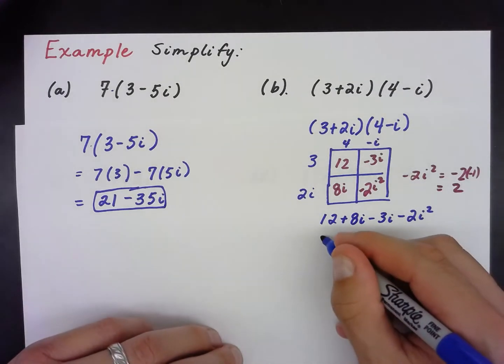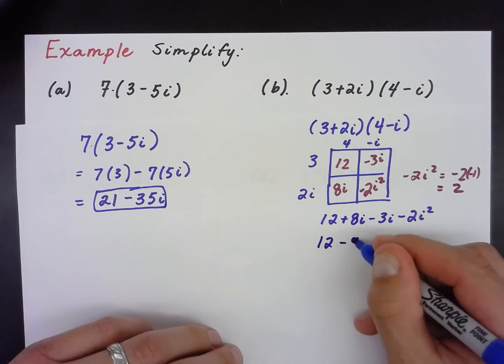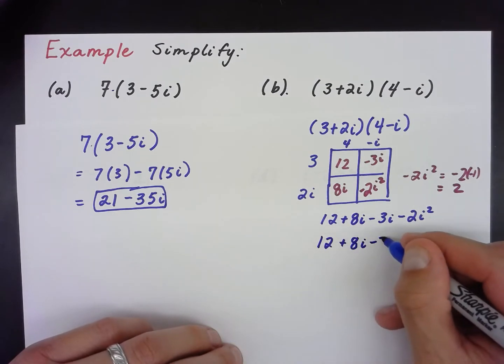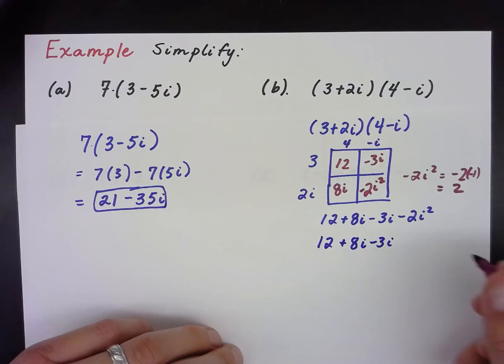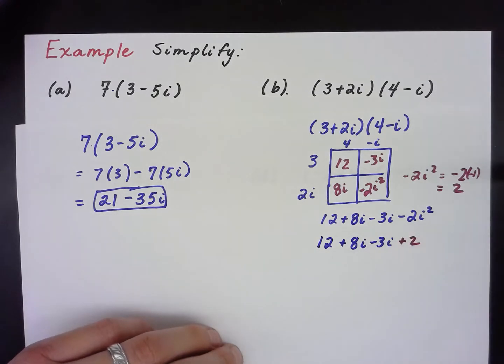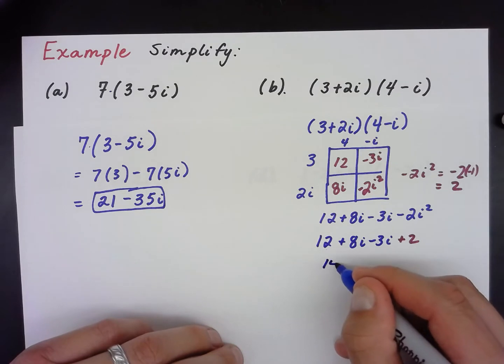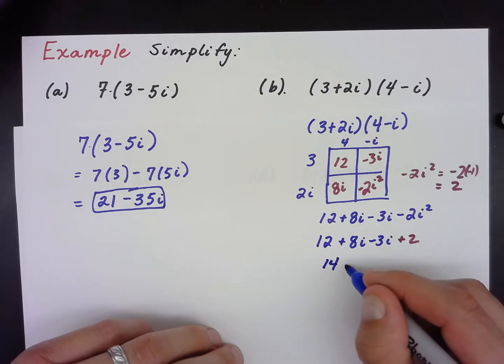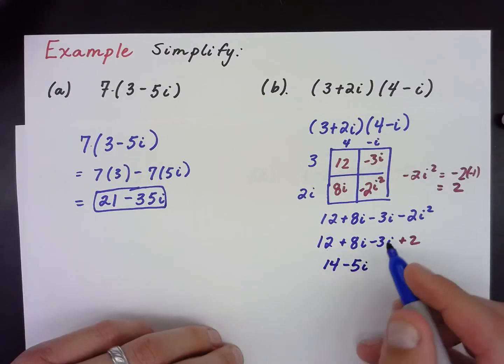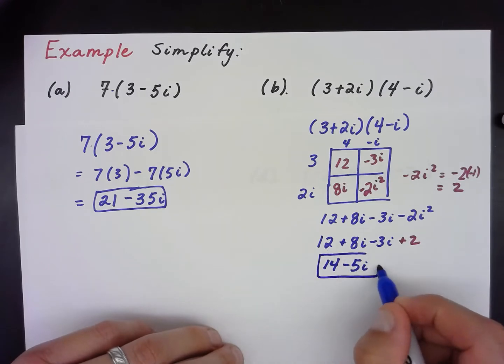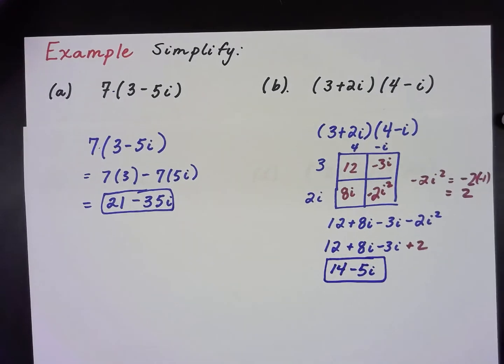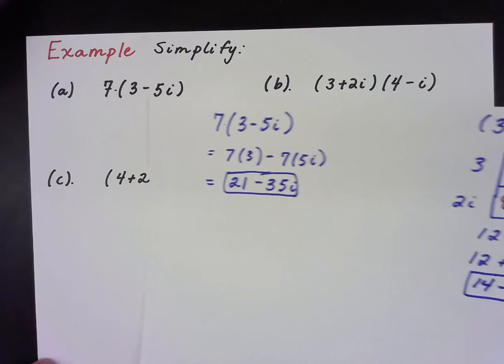So we're going to have 12 plus 8i minus 3i, and I'm going to go ahead and put plus 2 now. And now you go back and combine like terms. So you have 12 plus 2, that's 14. 8i minus 3i is minus 5i. There's our second example. So we use that as the box method. I like that method a lot.